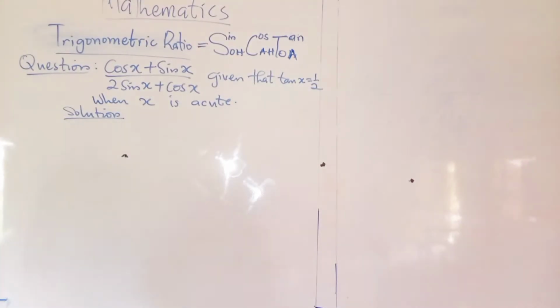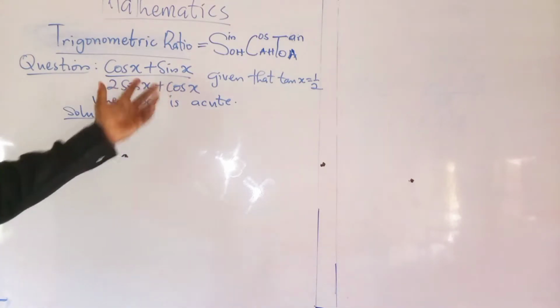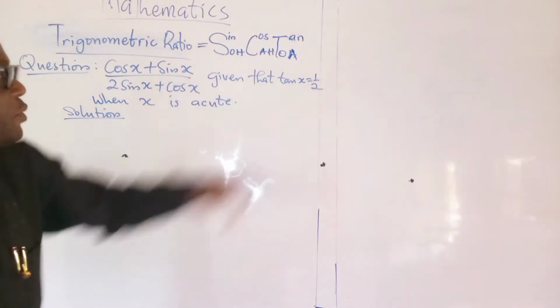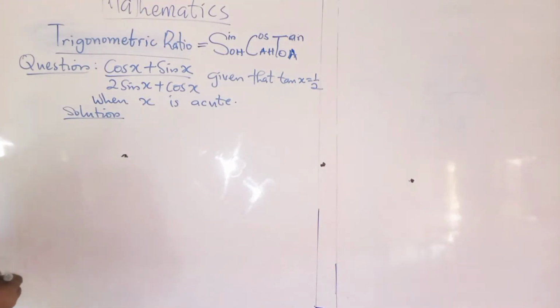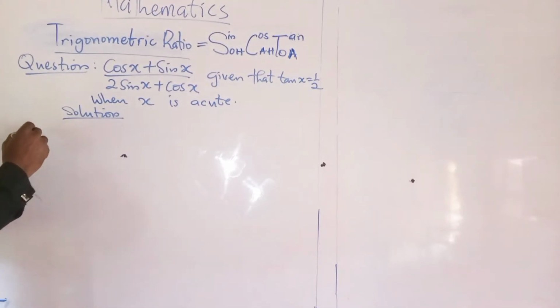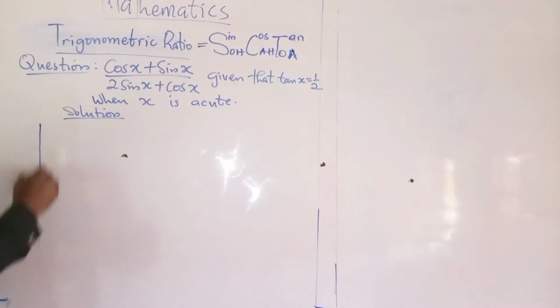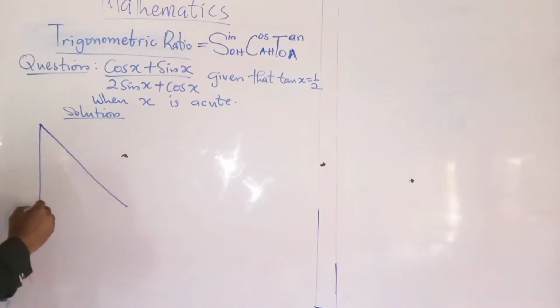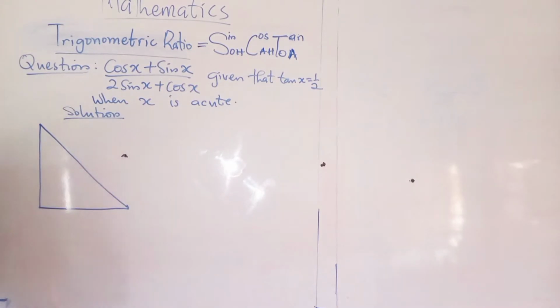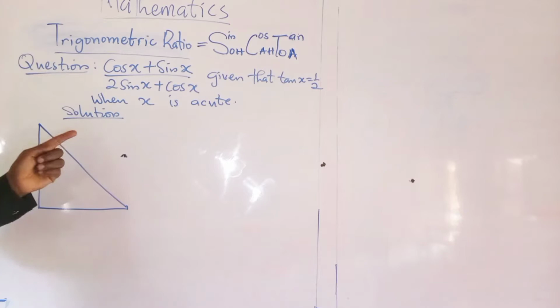So in solving this question, you must arm yourself with this trigonometric ratio. In solving the question, we must know there is no tan here, but they've given us tan x is equal to half. So it means that we must do something that is very important. We must find the value of sine and cos.